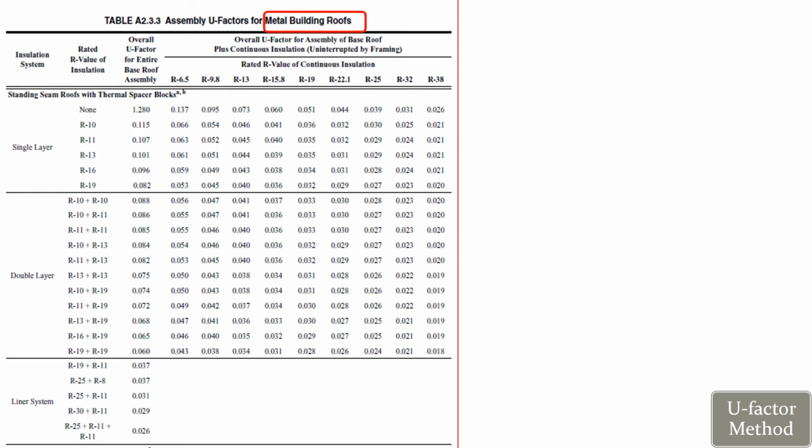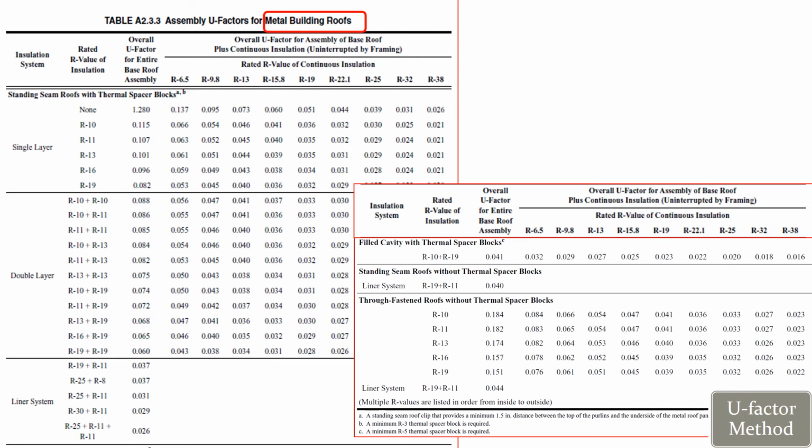And it takes into account any thermal bridging due to purlin spacings, assuming the spacing is about 5 feet on center. And if it includes a standing seam roof, it would include the 1.5 inch standing seam roof standoff clip, and that'll be noted in a footnote here on the second portion. That's noted in Note A: the standing seam roof clip provides a minimum of 1.5 inch distance from the top of the purlins to the underside of the metal roof panel system. So this is the other part shown on the full page out of 90.1.